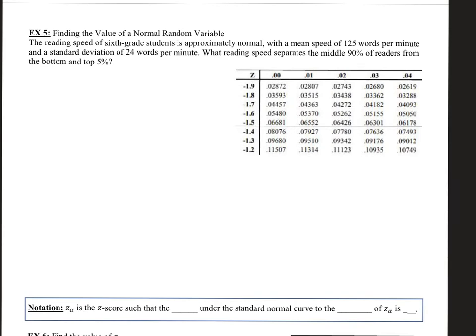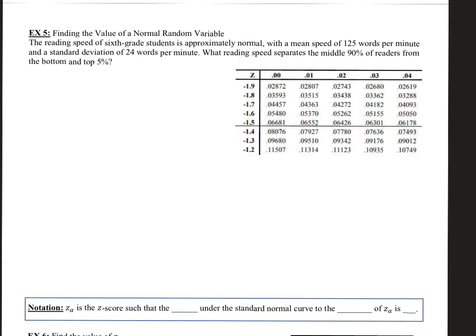So the reading speed of 6th grade students is approximately normal. Okay, so that's an important thing to note. It is approximately normal, which means we can use these different methods. We can change our x value into a z value to find a z-score, which is a lot easier. So let's see how we're going to do this.